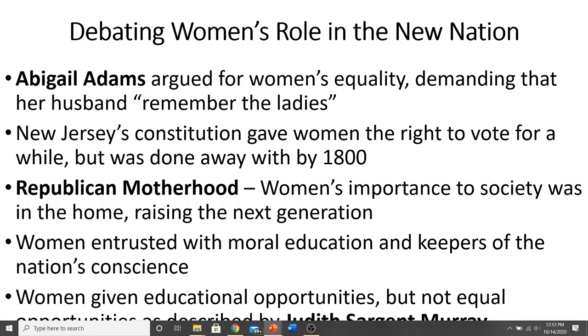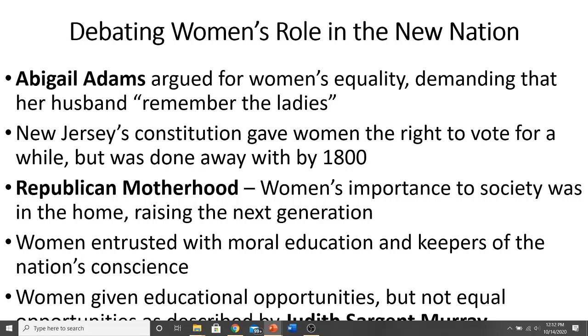Overall, however, the role for women in the early American Republic is the idea that women are meant to stay in the home and raise the next generation. This is called Republican motherhood. And while in today's mindset, maybe we think this is a weak role for women, and maybe justifiably so, they were entrusted with moral education.